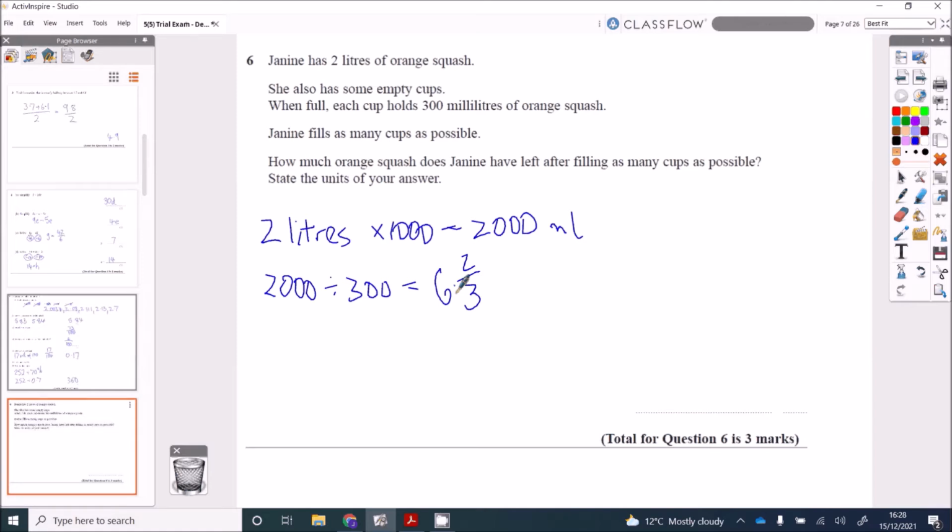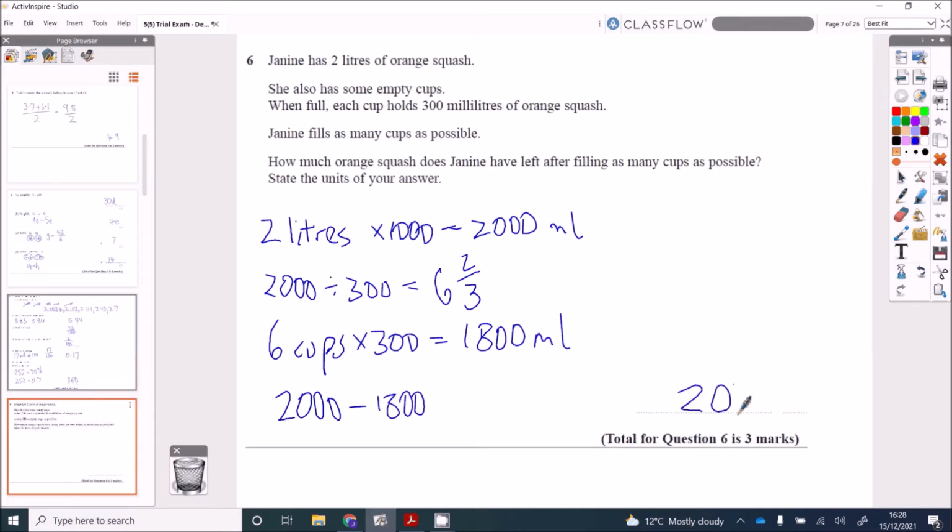So she fills as many cups as possible. How much orange squash does she have left over after filling as many as she can? Well, she can fill 6 2/3. So how many can she fill completely? That's 6. So she can fill 6 cups. Each of them takes 300. So she's using up 1,800 millilitres out of a total of 2,000 millilitres. So how much is left over? It's 2,000 take away the 1,800, which is 200. And the question asks for millilitres, so it's 200 millilitres. Or you could have converted it back into litres and said 0.2 litres.